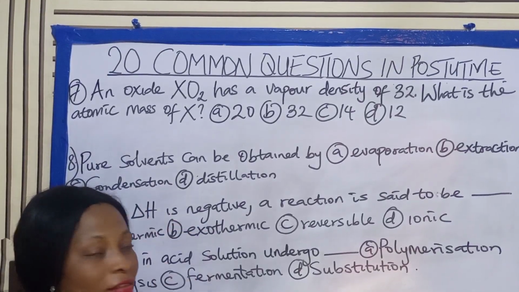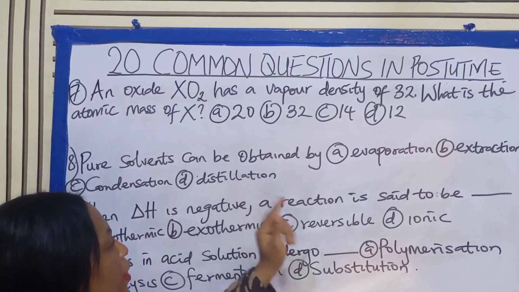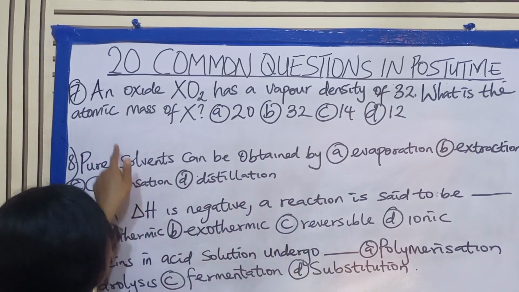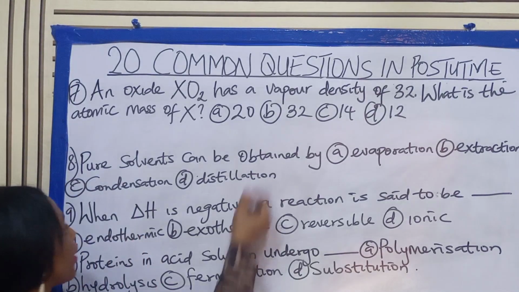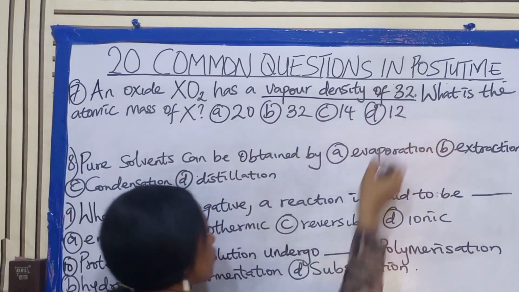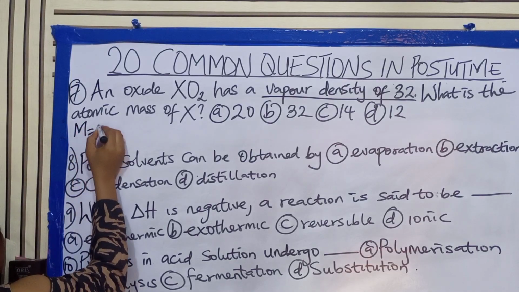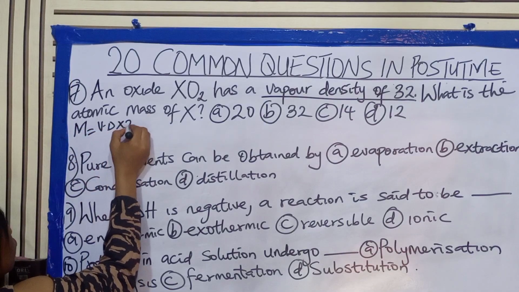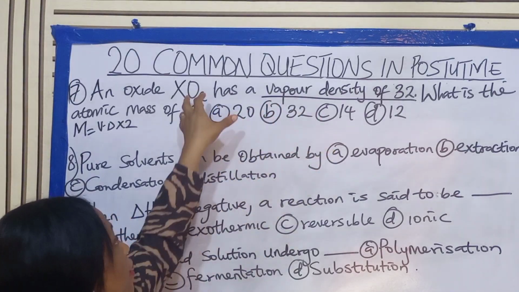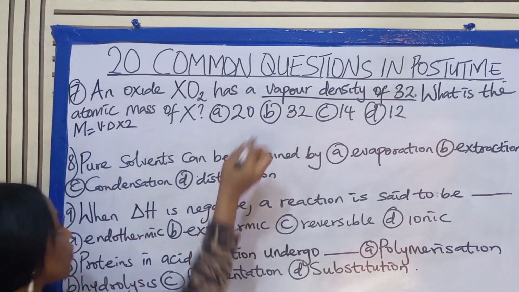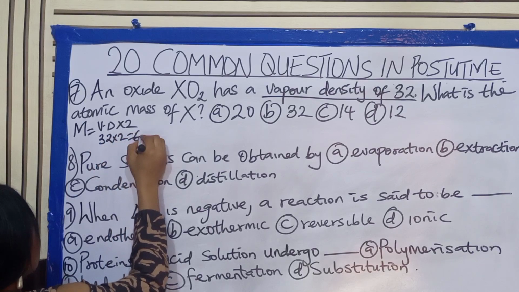Let's look at question 7. An oxide, X oxide, has a vapor density of 32. What is the atomic mass of X? Now, we are given that this is the vapor density. So we know that molecular mass is equal to vapor density times 2. So in order to get the molecular mass of this X oxide, we are going to multiply the vapor density, which is 32, by 2, and that will give us 64.